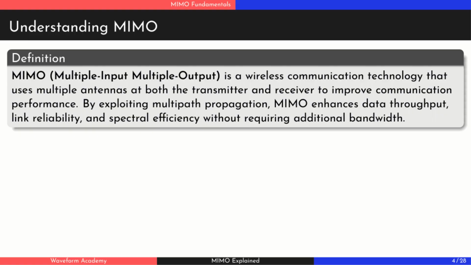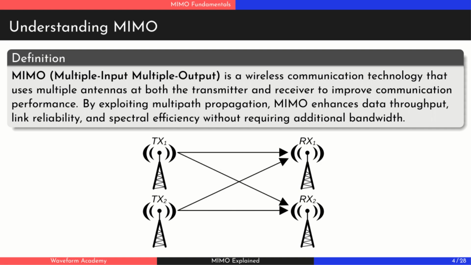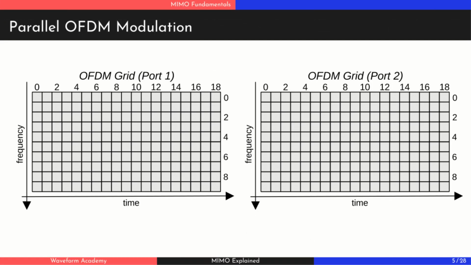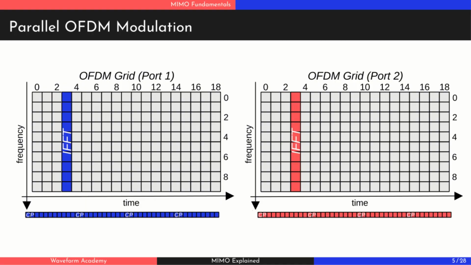MIMO, or multiple input, multiple output, is a key wireless technology that uses multiple antennas at both the transmitter and receiver ends to significantly improve performance. With this technology, we can transmit multiple data streams at the same time, over the same frequency, and in the same time slot. In an OFDM system, this is done by generating a separate OFDM grid for each transmit antenna. Each grid carries its own data stream. Then, we perform OFDM modulation on each grid, just as we covered in earlier videos.